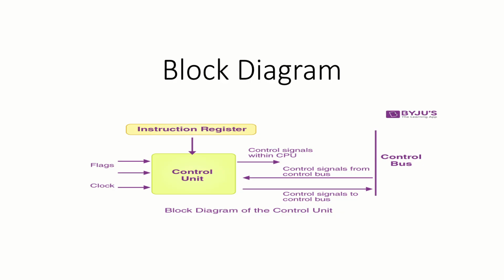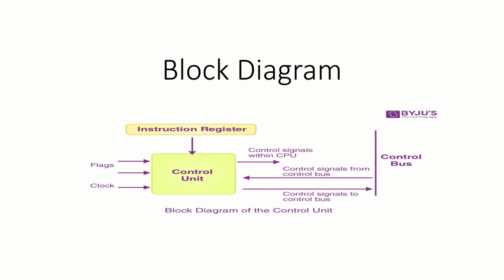Next there is the flag. Flags are needed by the control unit to determine the status of the processor and the outcome of the previous ALU operations. Flags are basically for the status and the condition codes.